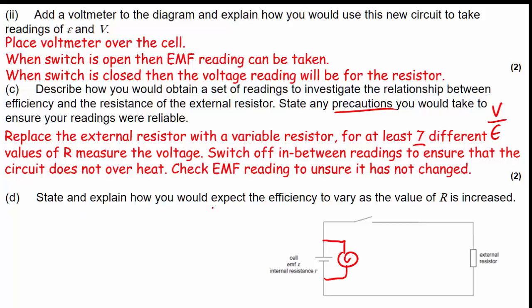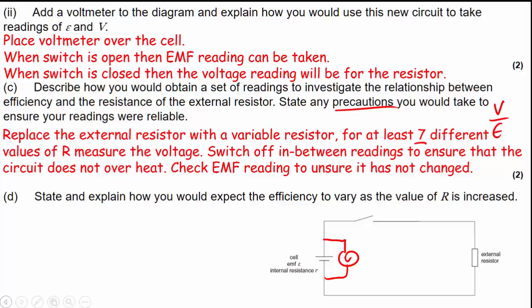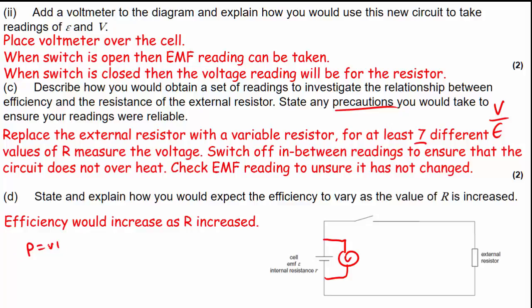Finally, state and explain how you'd expect the efficiency to vary as the value of R increased. Okay, so I would definitely expect the efficiency to increase, alright? But explain why, right? So again, efficiency, we've just seen the formula on the previous page, is power out divided by power in, and power is equal to VI, or you can sub in for V Ohm's law, so you could sub in IR, which gets you P equals I squared R.